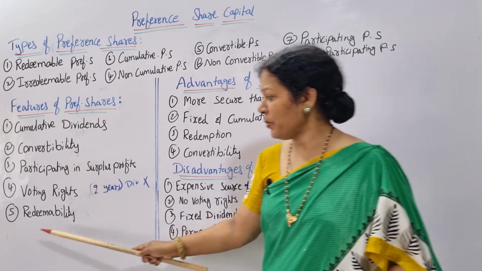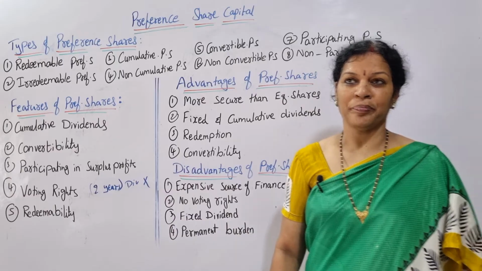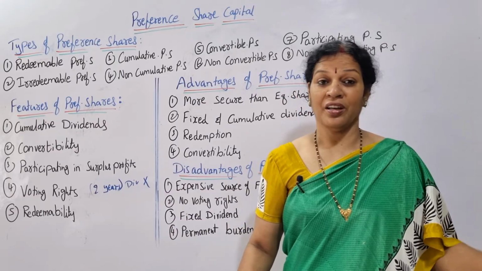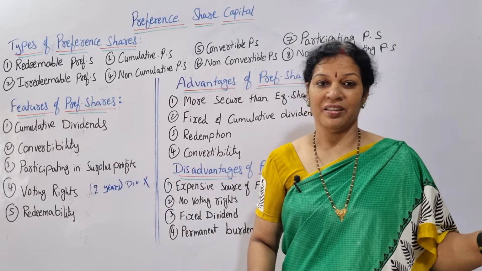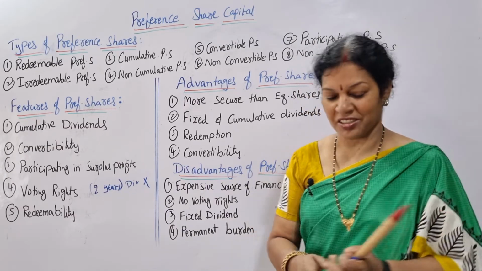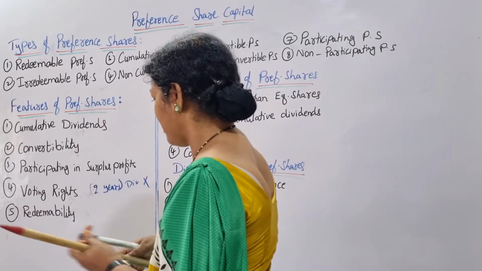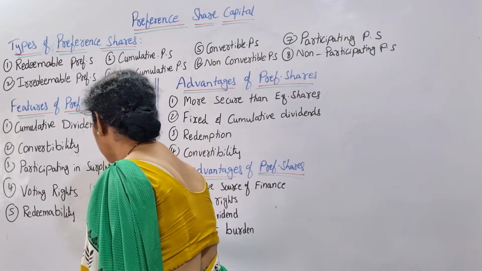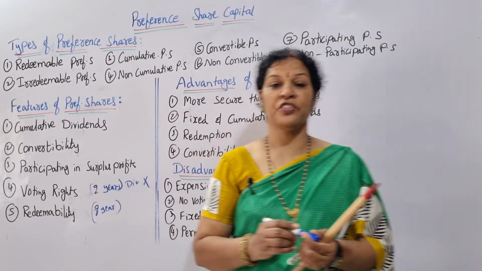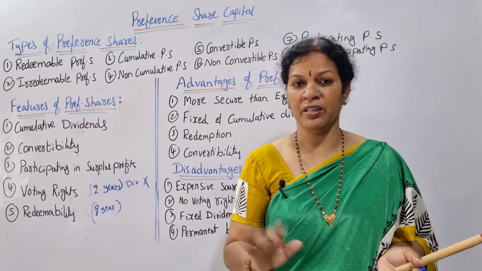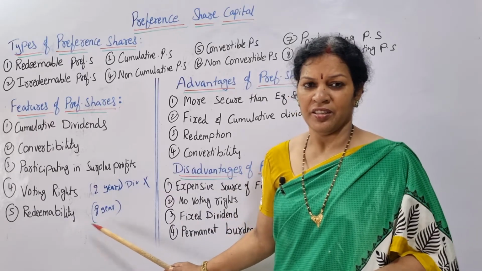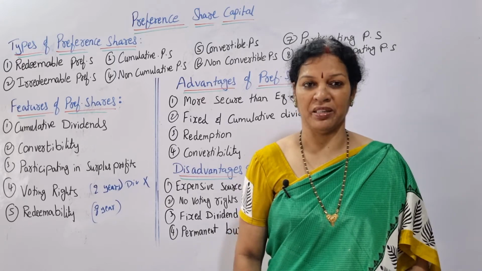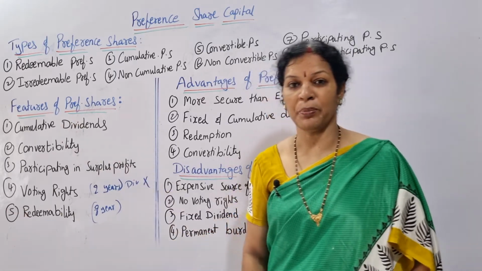Okay. And the last point is redeemability. In India, most of the preference shares are redeemable, but only after at least 8 years. It depends on the country and its system. After 8 years, it is redeemable. So these are the main features of the preference shares.